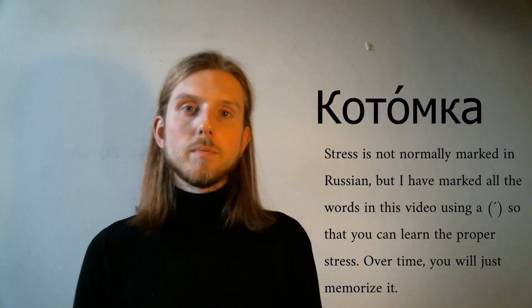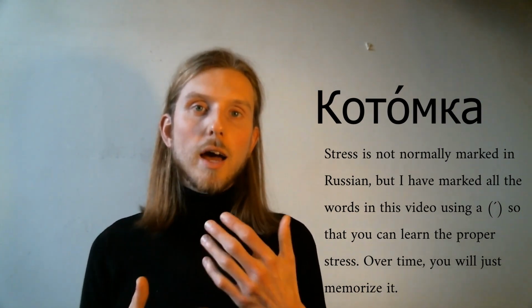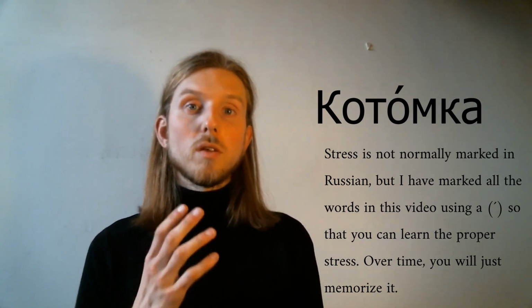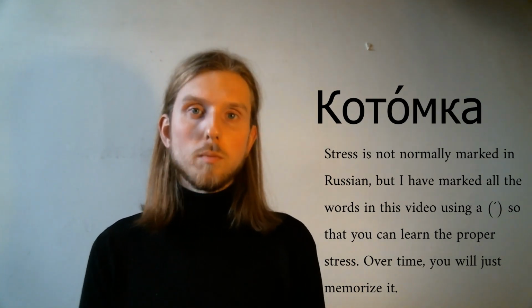Just like in English, different words have different stress. Same in Russian. So it isn't kotomka, it's katomka. It's on the O. If this is difficult to understand, don't worry. We're going to cover this as we go on with these lessons. But for now, just understand that sometimes the O can be like an ah sound if it's in the part of the word that is not stressed.